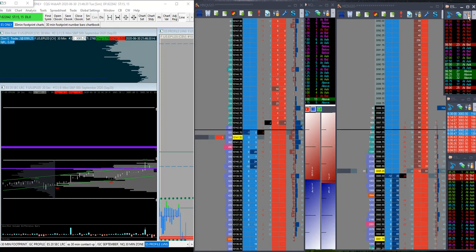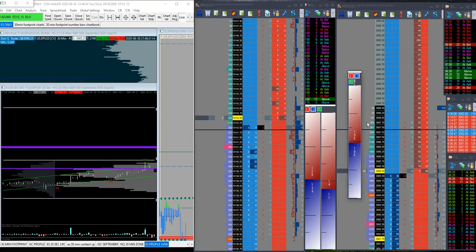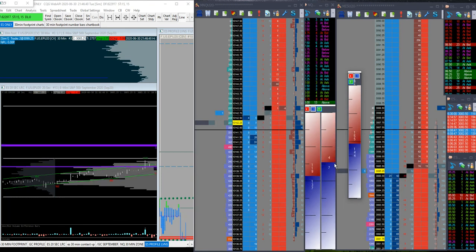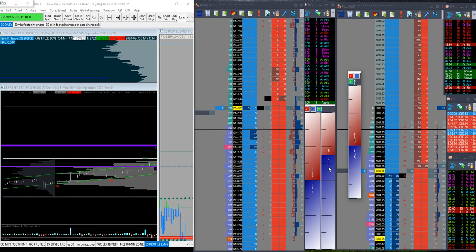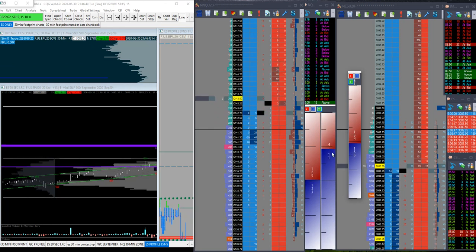Maybe I should put them on. I'm just going to show it to you guys here. So this is the power meter for the ES. It's decent. Decent volume means there's good velocity. 4, 7, 12, 10, you see, there's not a lot of volume in this.